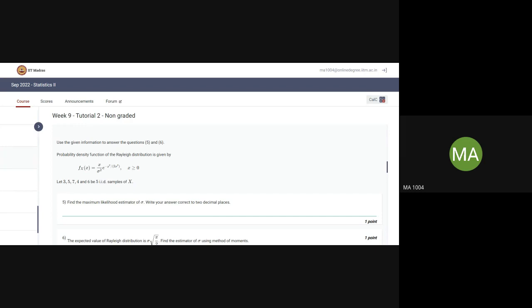Let me think about it. But the method is right, na? That is how the method is. You find the PDF corresponding to each of these values and then multiply all the PDFs together. Then find the logarithm. The method is the same: you find the likelihood function, you find the log likelihood, then you differentiate with respect to the parameter and you find the parameter. That's the method. So that is one doubt I had from this week.